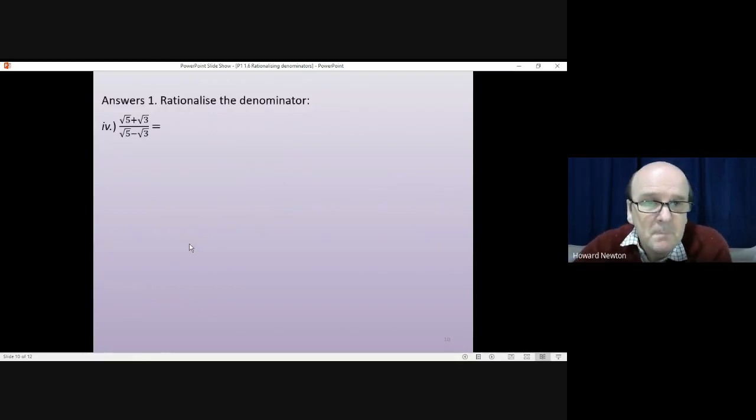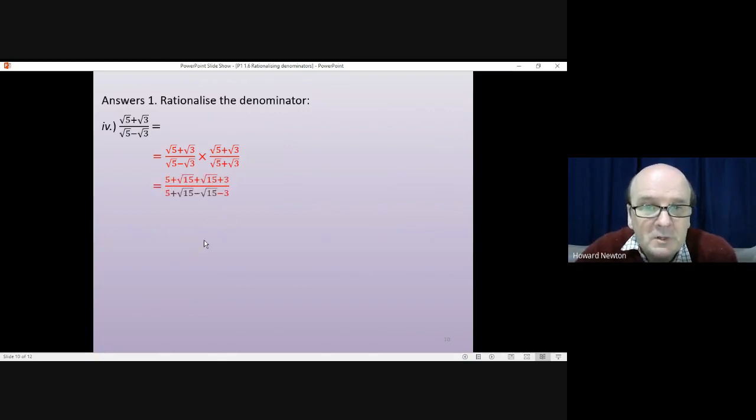The fourth question, we've got root 5 minus root 3 on the bottom, so we need to multiply by root 5 plus root 3 over root 5 plus root 3. When we do that, we'll get 5. Root 3 times root 5, you just do 3 5s of 15 inside the square root, and 3 5s of 15 inside the square root there. Root 3 times root 3 is plus 3.